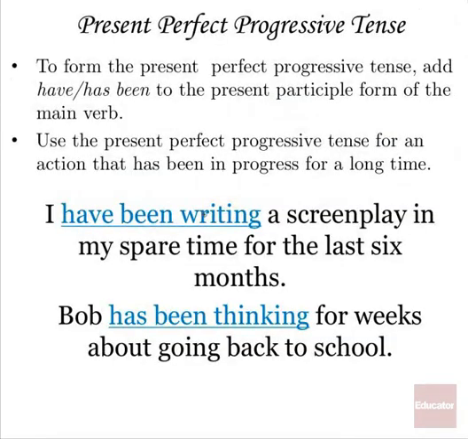Present perfect progressive tense. To form the present perfect progressive tense, add have or has been to the present participle form of the main verb. Now you use this for an action that has been in progress for a long time. So, I have been writing a screenplay in my spare time for the last 6 months. Writing a screenplay takes time, it goes for a long period, so I have been writing. This has been ongoing for a long time. Bob has been thinking for weeks about going back to school. We have an ongoing action that extends back into the past.